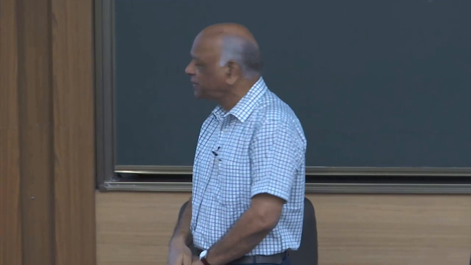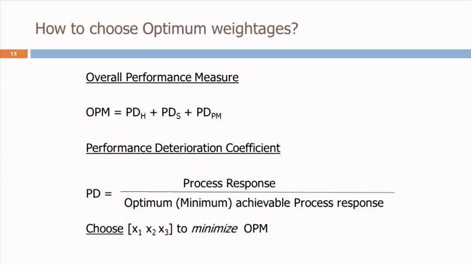So we defined a coefficient, PD, called the process response divided by the minimum achievable process response. We call that PD. So we have three PD measures, PDH, PDRA and PDPM. That means how the three will be doing. Those three you can collapse into one again to give an overall performance deterioration coefficient. So there is some sort of a double layer of optimization. We try to determine W1, W2, W3 in order to minimize the overall performance measure.